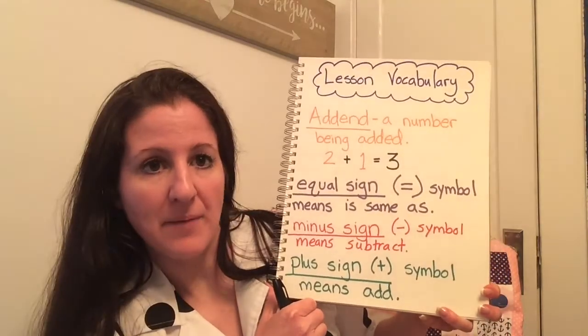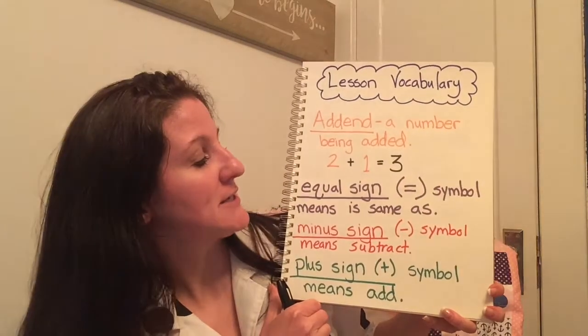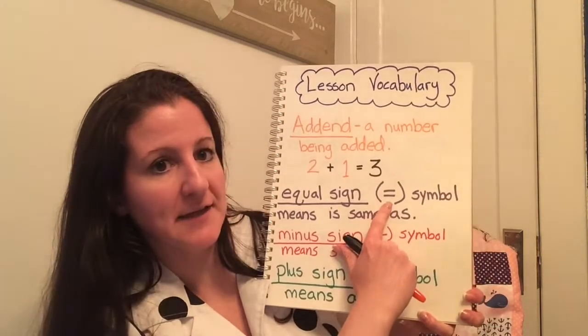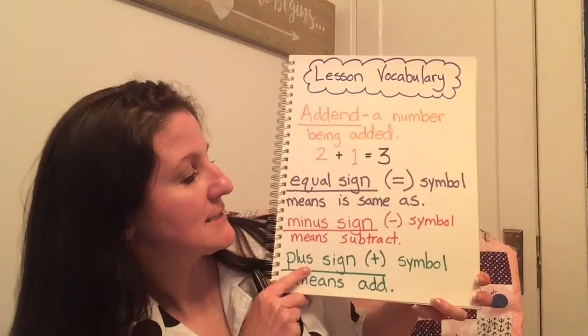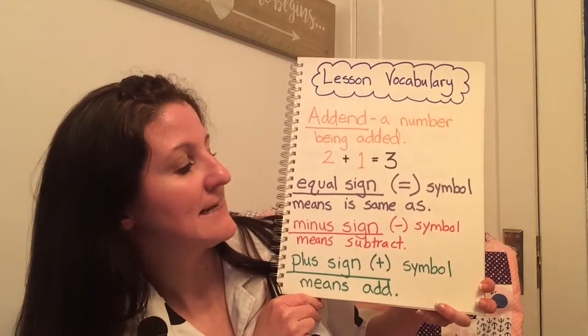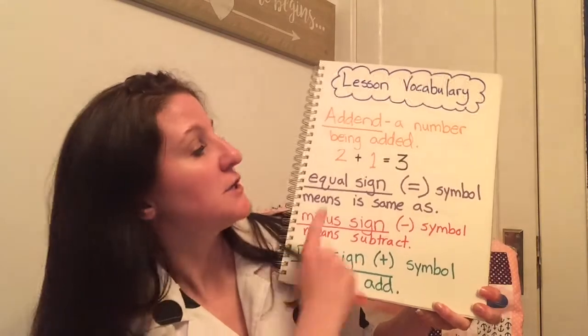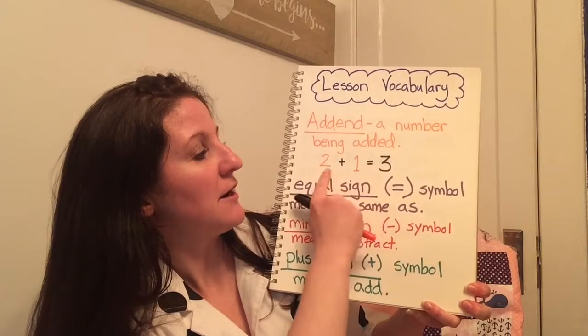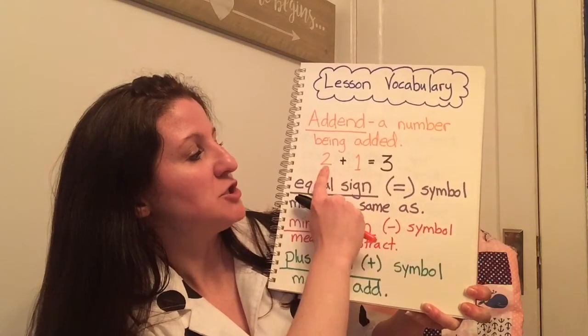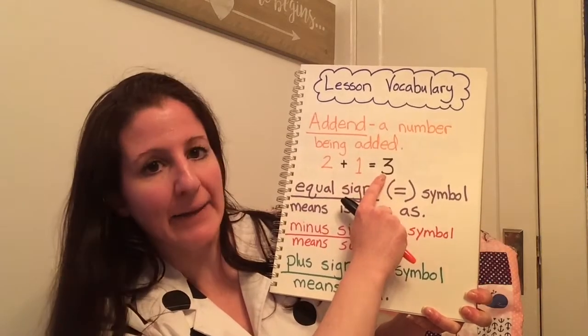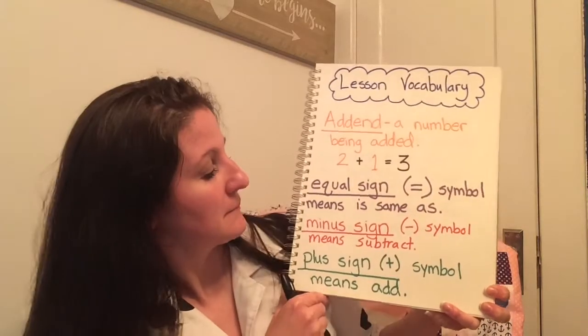The next vocabulary word you're going to see this week is called equal sign, and it looks like this. An equal sign is a symbol that means is the same as. So up here in this equation, the equal sign means that 2 plus 1 is the same as 3.